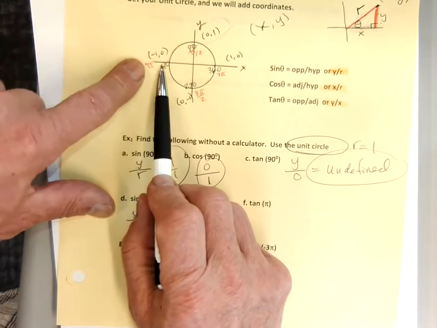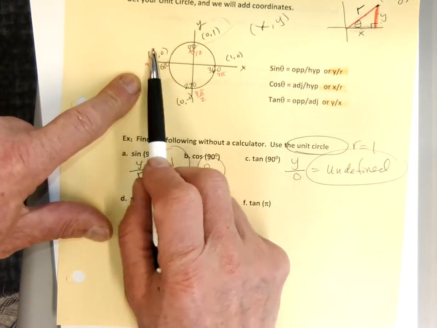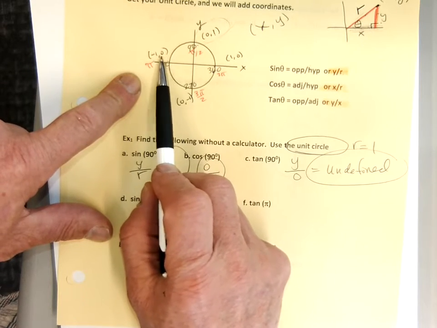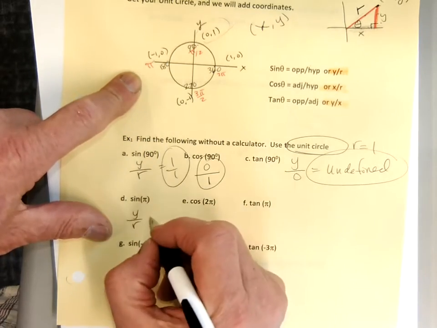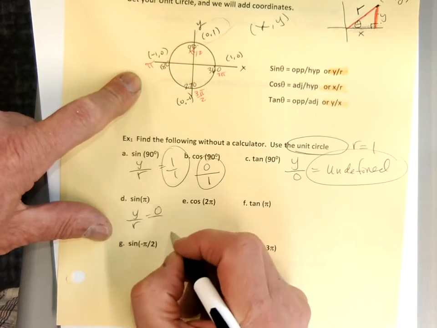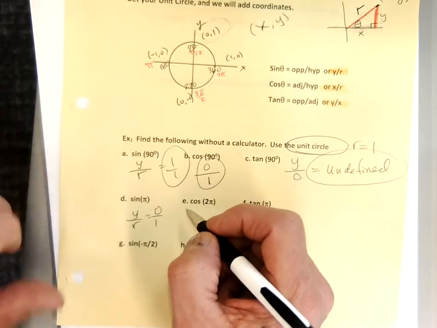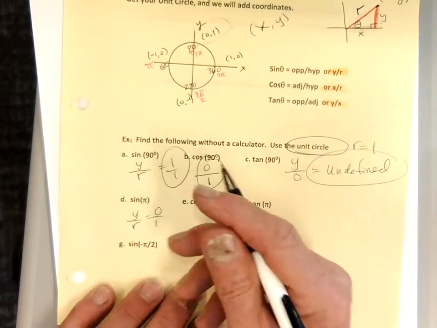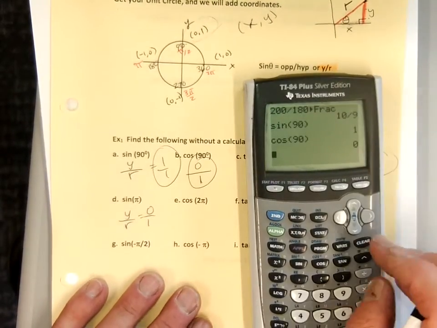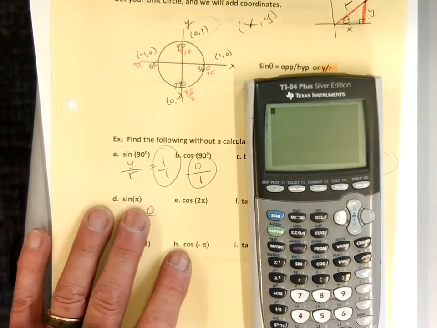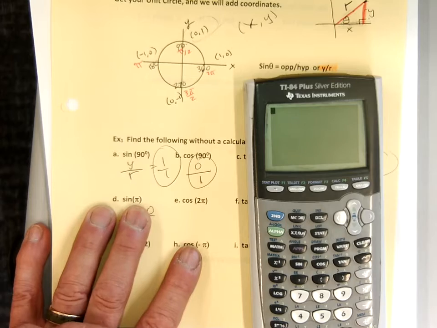Okay, sine of pi, we know sine is the Y value over the R. So if I go to pi, what's the Y value of this coordinate? 0. And what's the radius? The radius is 1. Okay, so the answer is just 0. Now, to get that on your calculator, what am I going to have to do? Anybody know? Here's something new.